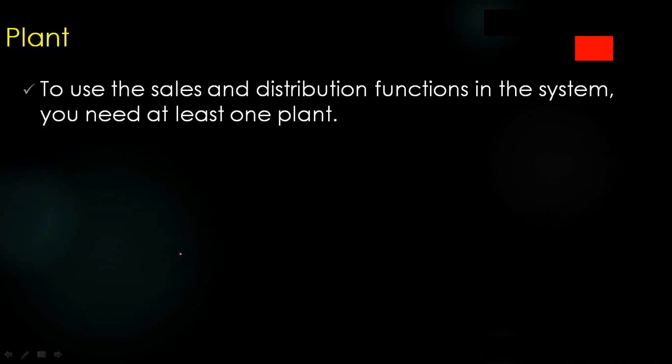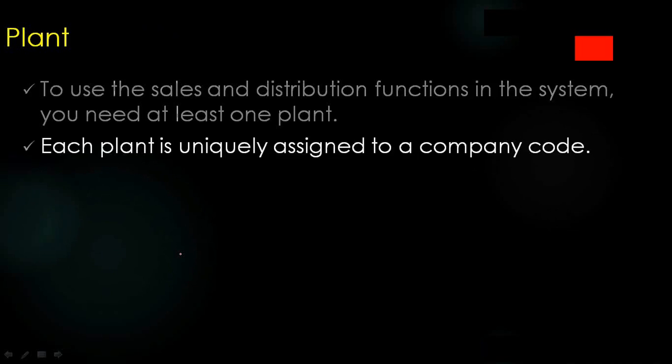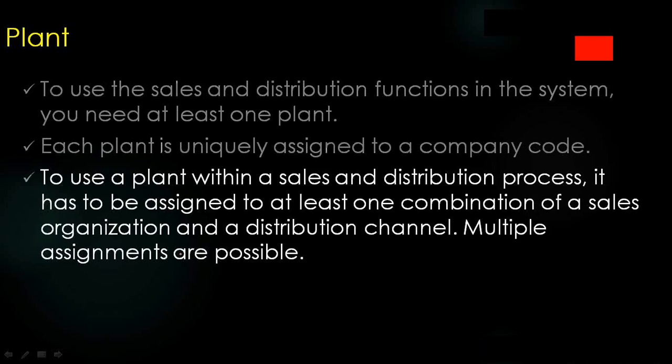Plant. To use the sales and distribution function in the system, you need at least one plant. Each plant is uniquely assigned to a company code. To use a plant within a sales and distribution process, it has to be assigned to at least one combination of sales organization and distribution channel. Multiple assignments are possible.